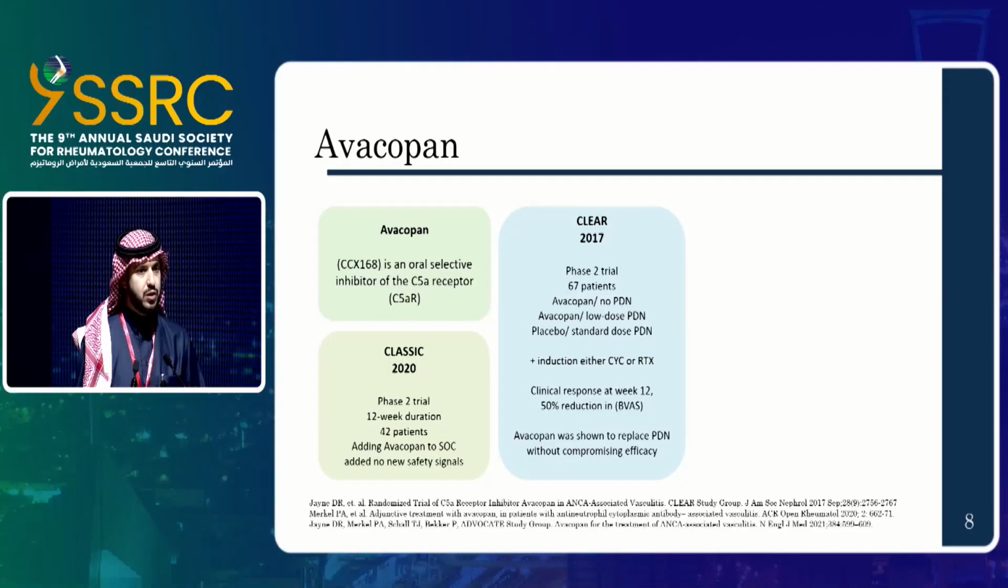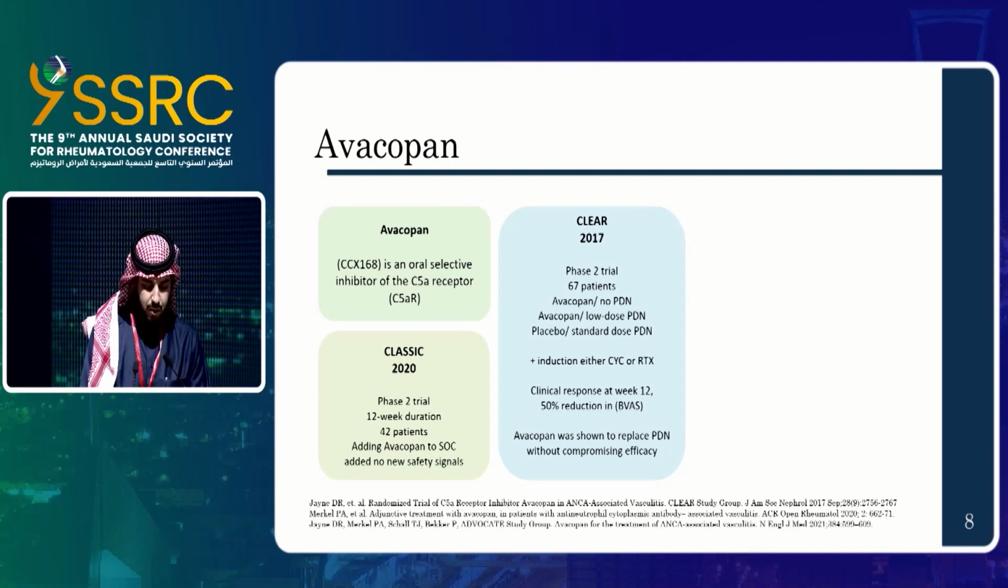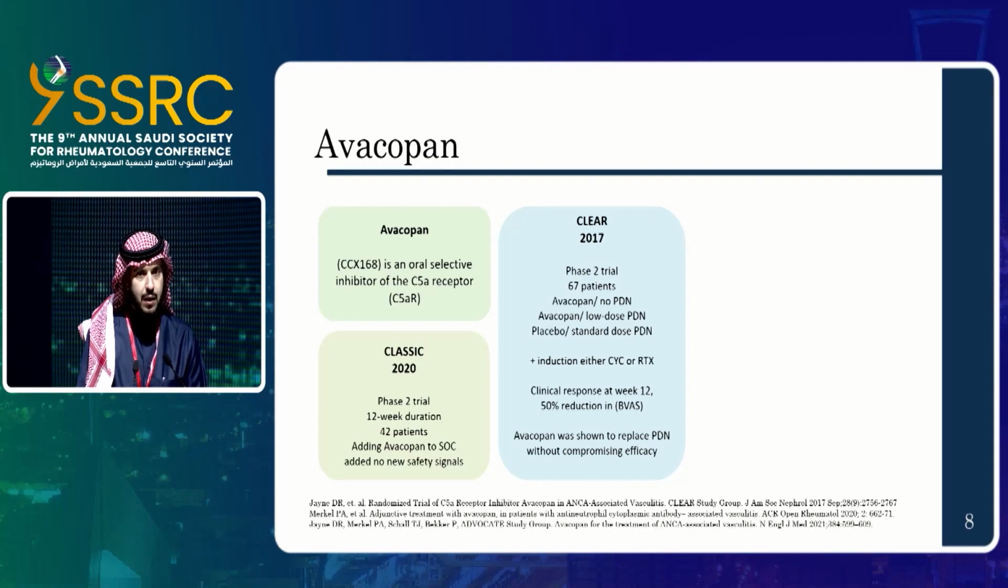But prior to that, the first study, the CLEAR study in 2017, was the first randomized controlled trial to see if patients would benefit from avacopan alternating with prednisone. And avacopan was shown to replace prednisone without compromising efficacy.